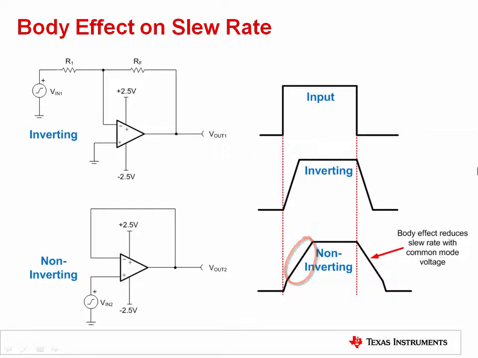The specified slew rate of an amplifier is typically measured in a non-inverting configuration, since this is the worst case condition. In the next slide, we will explain what causes the body effect inside the IC. However, the key point to understand is that the body effect is one of several secondary effects that can influence slew rate.